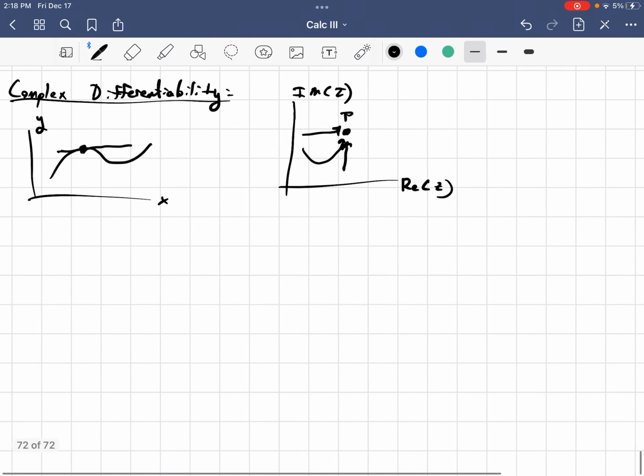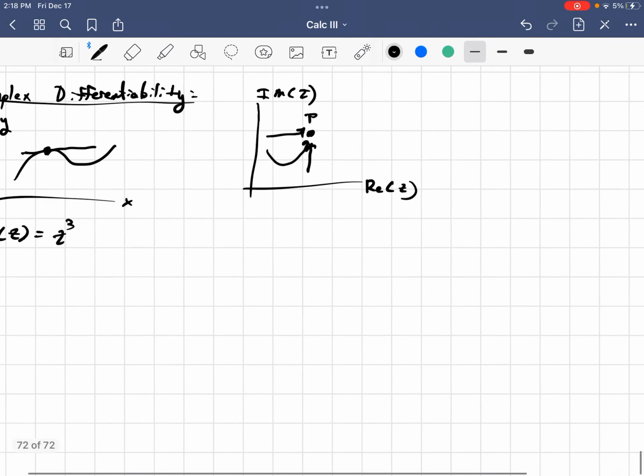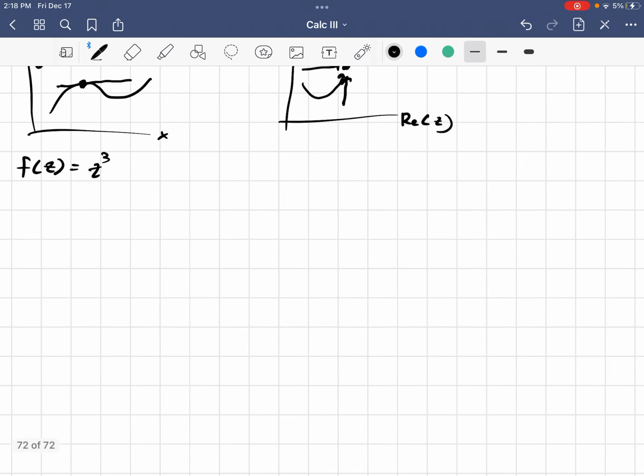So let's get into some examples here. If I have f of z equals, polynomials are nice to start with, so let's consider z cubed. Now functions of a complex variable can always be written in the form u of x,y, or however many independent variables you want, plus i times v of x,y. And in this case, how would we get it into that form? Well, we just would say that z is x plus iy, and then we'd cube it.